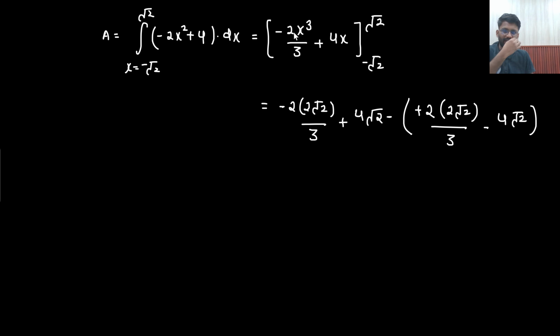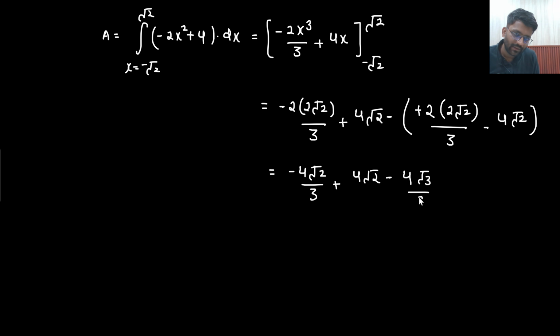I am just putting the limit here. If I put under root 2 here, this will become 2 under root 2. So 2 under root 2 minus 2 under root 2 divided by 3 plus 4 under root 2 minus sign. Then already there is a minus sign, and minus under root 2 cube would become minus 2 under root 2. So this would become plus 4 under root 2, right? Plus 4 under root 2 it would become, divided by 3 minus 4 under root 2. So answer is minus 4 under root 2 divided by 3 plus 4 under root 2 minus 4 under root 2 divided by 3 plus 4 under root 2.